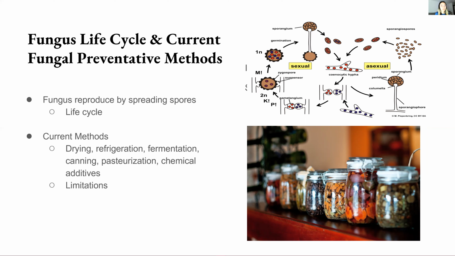The current methods to prevent the growth of fungi and food spoilage are listed on this slide. But there are some limitations to these methods, including higher cost, altered taste and textures, reduced access to resources, and potentially harmful chemicals. Due to these limitations, we must find alternative low-cost ways to help preserve food, especially in countries that do not have access to the resources for maintaining preservation.